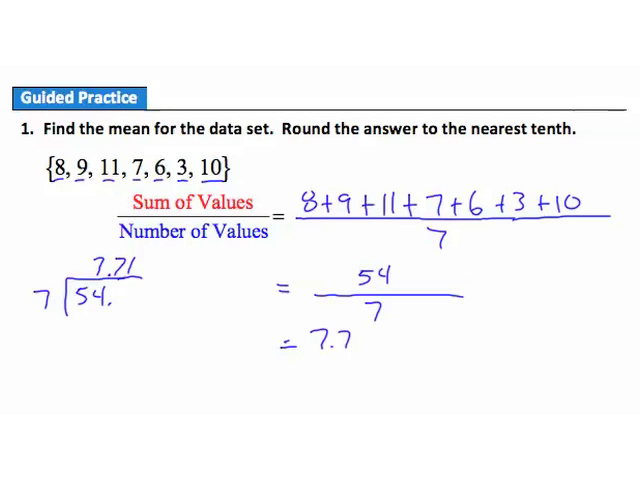And so 7.71. Notice I stopped in the hundredths place with that division because that tells me how to round the tenths place. So that 1 is going to tell me to keep that 7 the same. So the mean for this data set is 7.7.